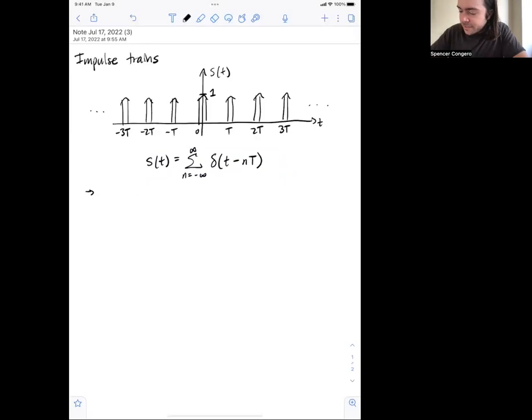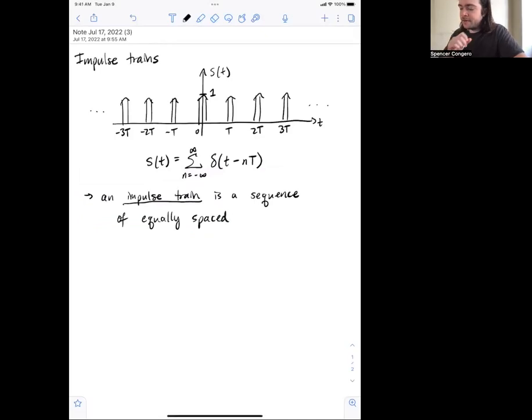So now let me just give you the definition. An impulse train, that was an example, just so you could get it in your head. It's just a train of impulses. Specifically, it's a sequence of equally spaced delta functions. So you can see that all of these impulses are spaced out by big T.